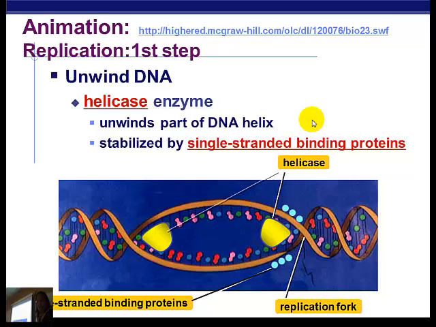Okay. There's your replication fork. There's your single-stranded binding proteins. Here's your helicase. Everybody okay with this picture? Wait, where's the replication fork? That's just where this DNA is splitting. So what are the proteins binding exactly? They're binding to the DNA strands that have already been split and stabilizing them.